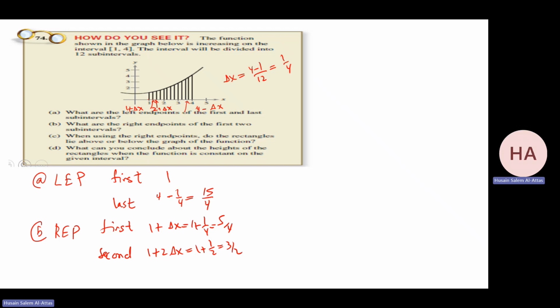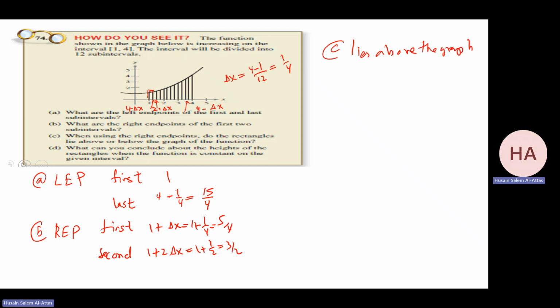When using the right endpoint, do the rectangles lie above or below the graph? As the function is increasing and I'm using the right endpoint, I'm getting more than the graph. The area will be more, so the rectangles will lie above the graph, because I am using the right endpoint and the function is increasing.